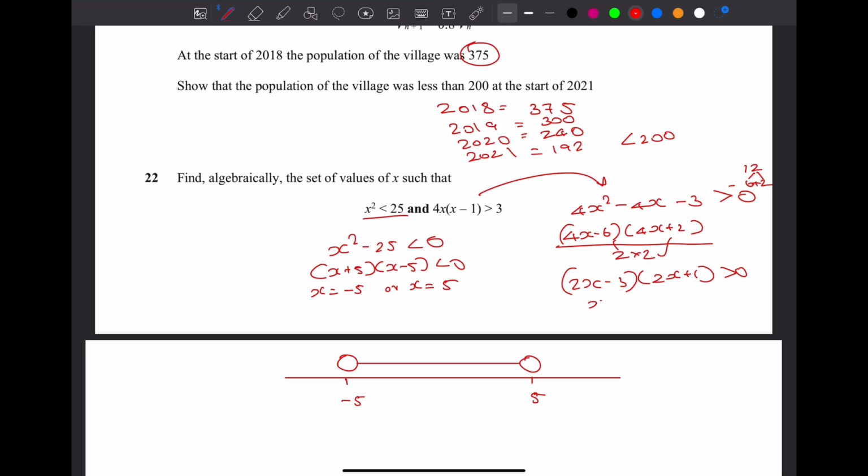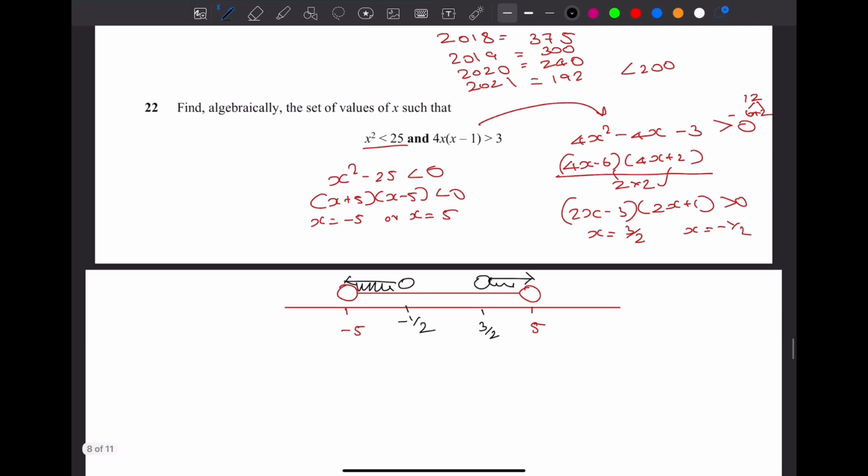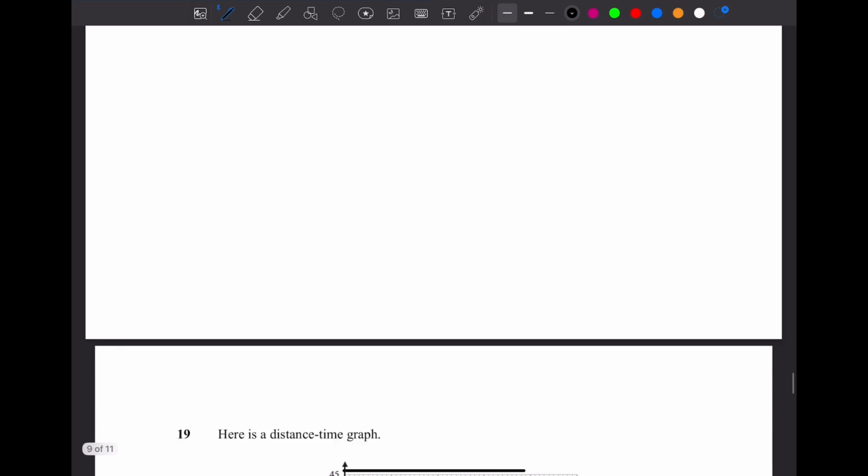Equals 0. X is 3 over 2. X is minus a half. Minus a half will go that way. What's the other one? 3 over 2. Circle. Goes that way. So where do they both meet? Here and here. So your answer is x is greater than minus 5 and less than minus a half, or x is greater than 3 over 2 and less than 5, because it's normally like a 5 mark question. That's how you tend to do that.